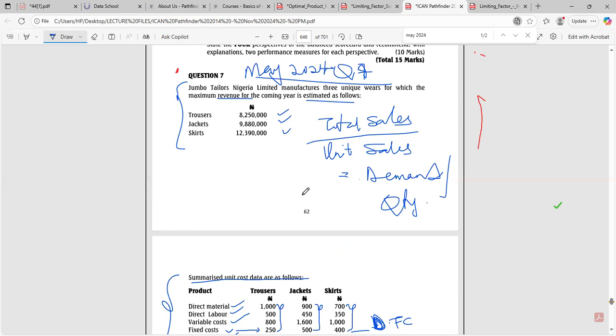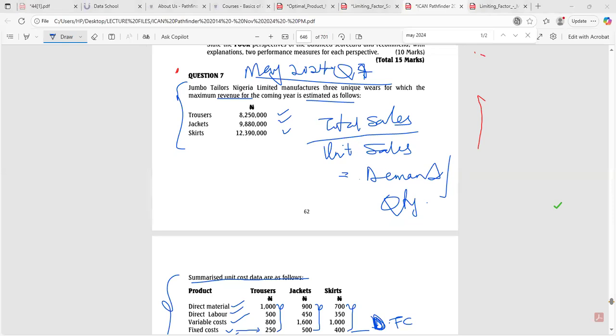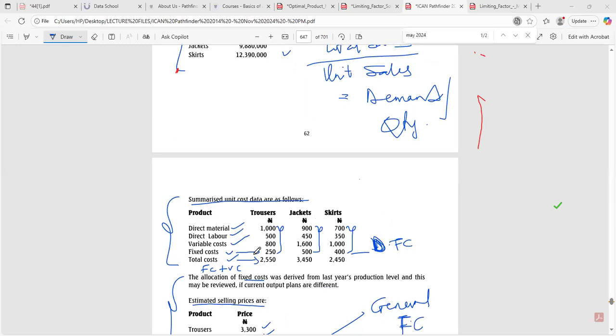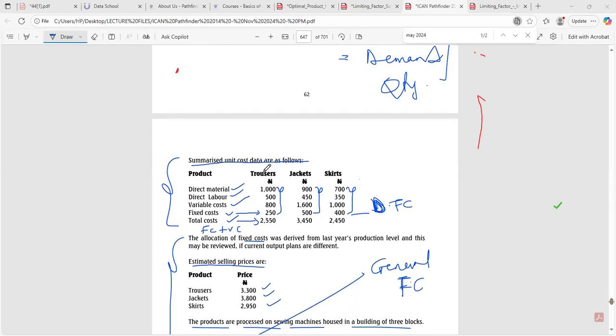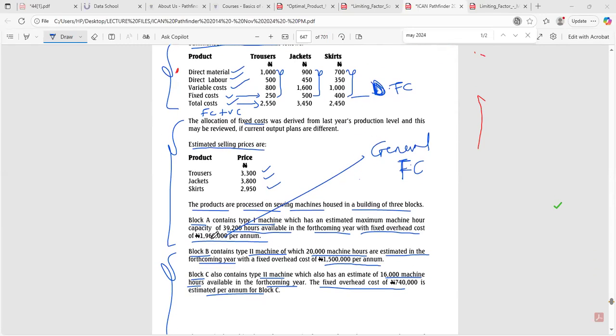When you said the fixed cost under each product is a direct fixed cost, I would like you to explain more. There's nothing much to explain. It means you were able to identify that 250 was spent as a fixed cost on the trouser, 500 on the jacket, and 400 on the skirt. You directly incurred it on each product. It's not like the general fixed cost, which you will share using a formula or a technique.